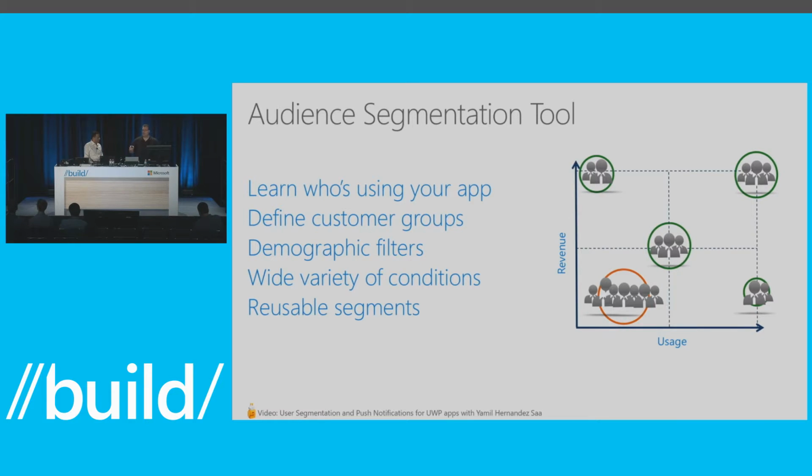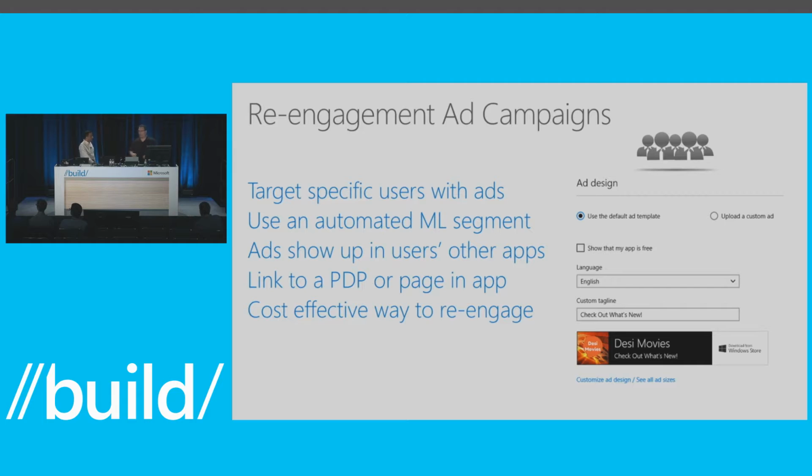Now, the segments that you create can be saved and used with other features later. Some of the other features are things like our re-engagement ad campaigns. So our re-engagement ad campaigns are a great way to look at people who have installed your app but are no longer really using it. And what you want to do is figure out how you can bring them back into the mix and get them actively using it again. So these ads will appear in their apps on their devices and incent them basically to click on that.